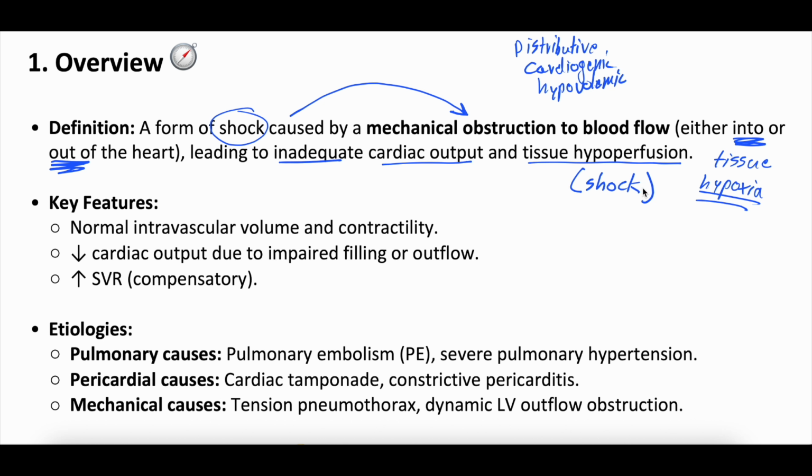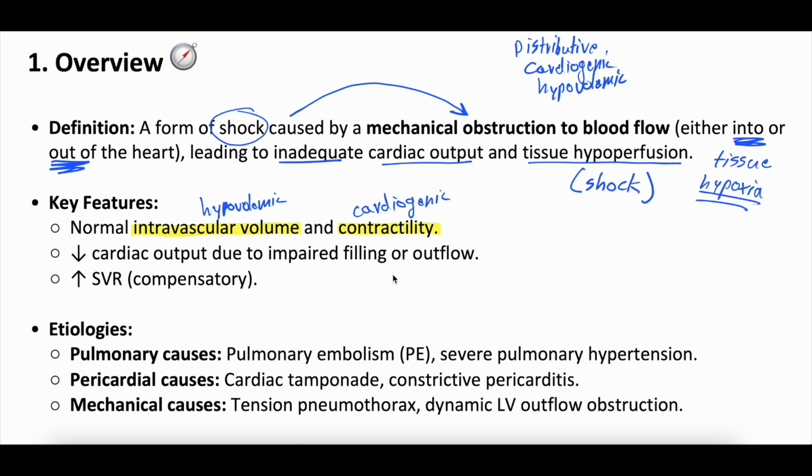All right, key features of obstructive shock. Well, the nice thing in obstructive shock is you actually have normal intravascular volume and normal heart contractility, at least initially, because the heart pump is not the problem, at least not the primary problem, and the intravascular volume is not the primary problem. Hypovolemic shock has low intravascular volume. Cardiogenic shock has impaired contractility of the heart. Obstructive shock, though, is different.